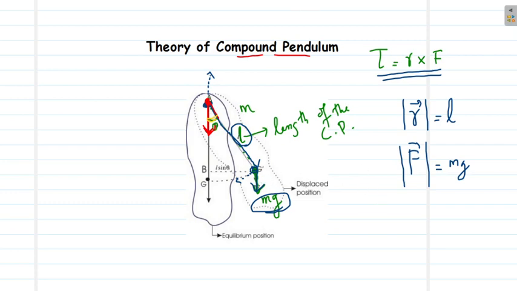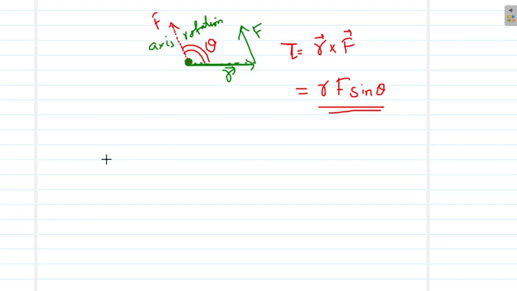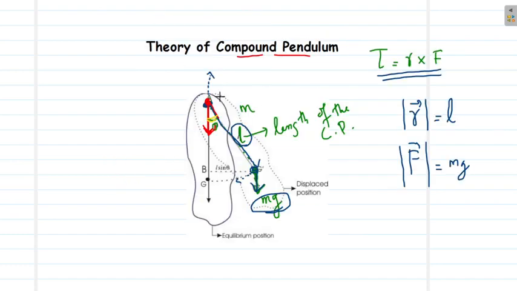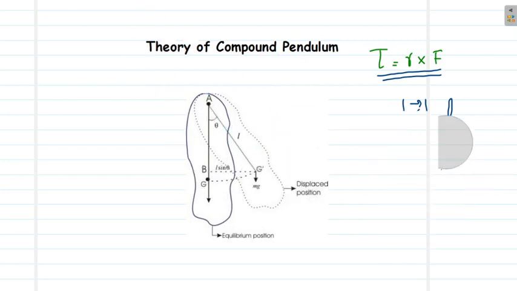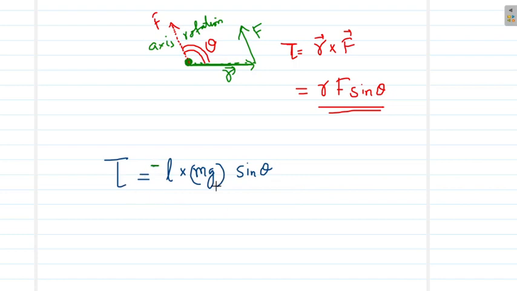So what is the total torque acting on the system? Total torque, tau, will be equal to R is L, then F is mg, multiplied by sin theta. So this is the total torque acting on the compound pendulum. Now since this torque is a restoring torque that tries to bring this compound pendulum back into the equilibrium position, we should add a negative sign to this equation. This negative sign implies the restoring nature of the torque, just like the restoring force.